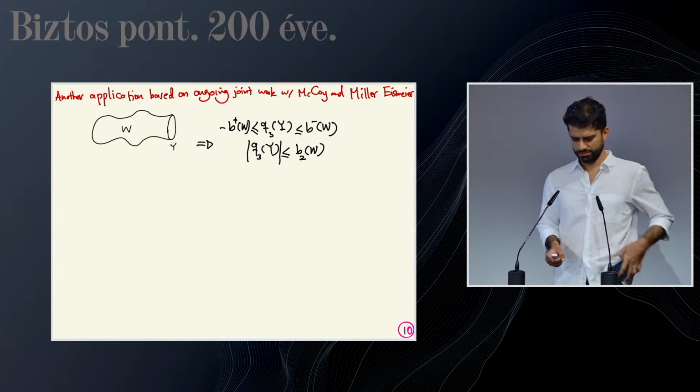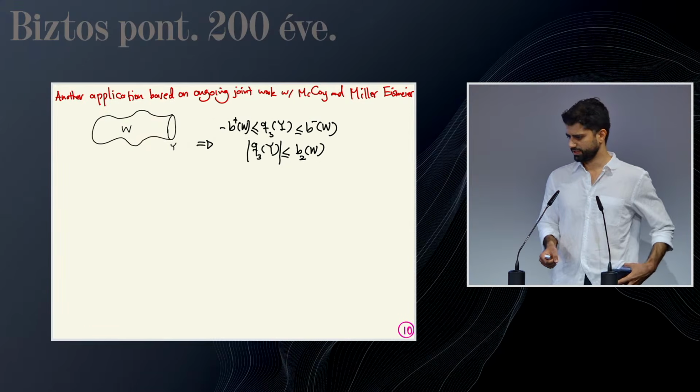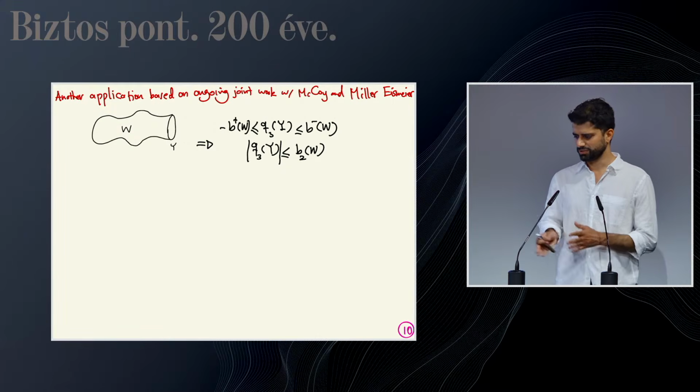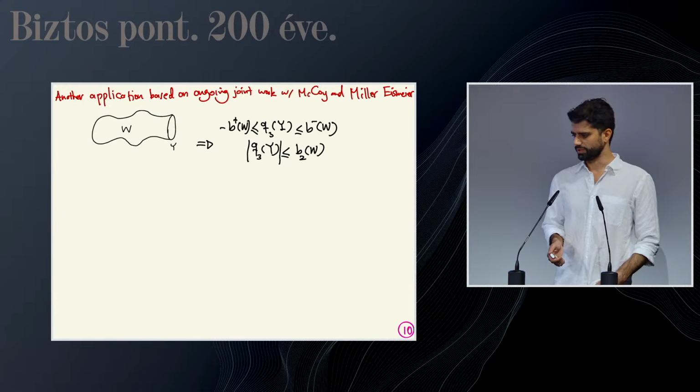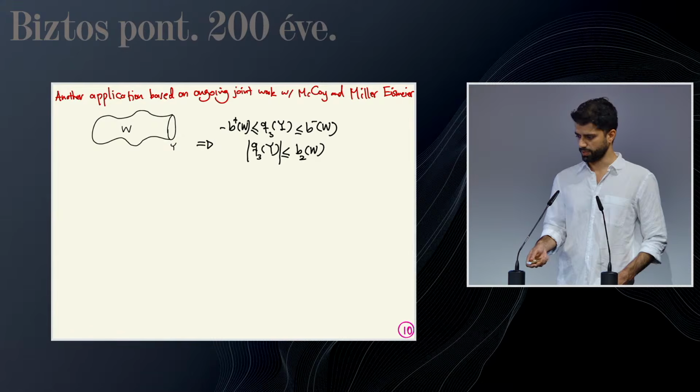I want to spend just very briefly on making some comments about another direction where you can use these properties of Q3 to say something about knots and 3-manifolds. This is based on ongoing joint work with Duncan McCoy and Mike Miller Eismeier.